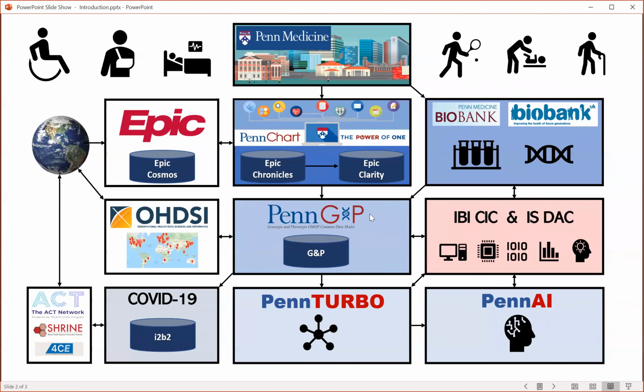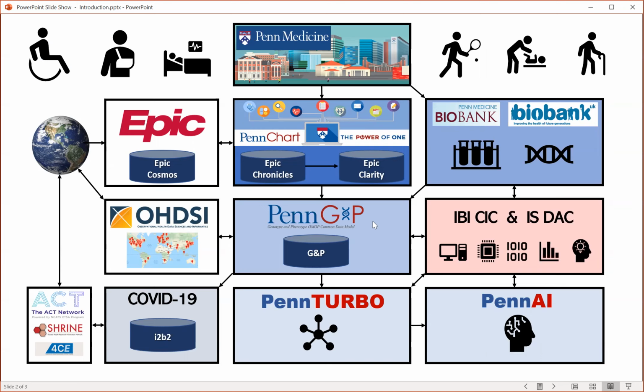Further, we have developed a new data warehouse called Penn GMP, which stands for Genotype and Phenotype. We take some of the clinical data in our Epic Clarity database component of Penn Chart, and we map that data to a common data model called OMOP. This is important because this allows us to then collaborate with other institutions around the world that are also mapping their data to the OMOP common data model. This helps ensure that we're studying the same thing and allows replication experiments through consortia such as the Odyssey Consortium.